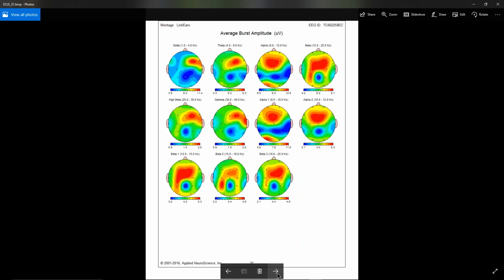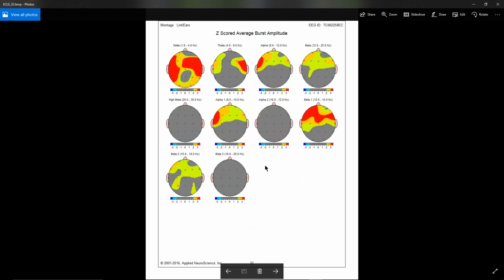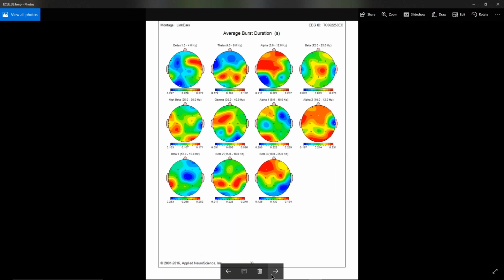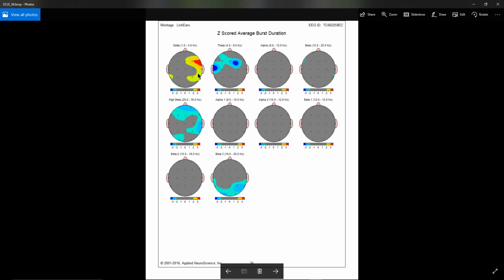Burst amplitude and burst duration are kind of interesting to look at. So burst amplitude means that when you have, let's say, a burst of alpha activity, is it of higher voltage than you expect it to be? And we see that pretty well correlates with what we saw in the absolute power maps. And burst duration, we've got too much duration here in delta, too little duration here in theta, and in high beta, and in posterior beta, 18 to 25.